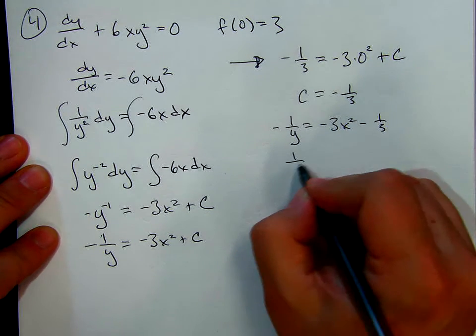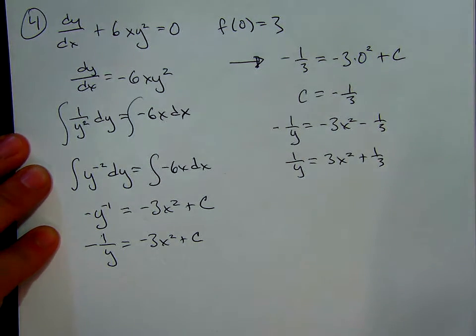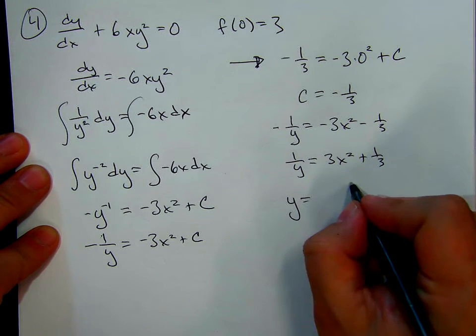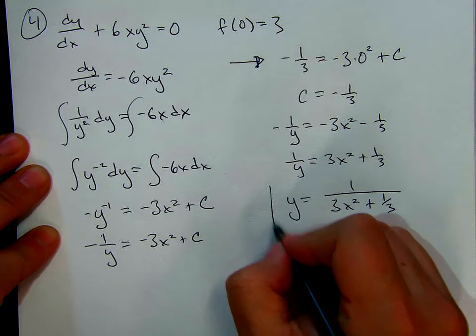Let's make this a little easier. Let's just say 1 over y equals 3x squared plus 1/3. And then y would be 1 over 3x squared plus 1/3. And that's your answer.